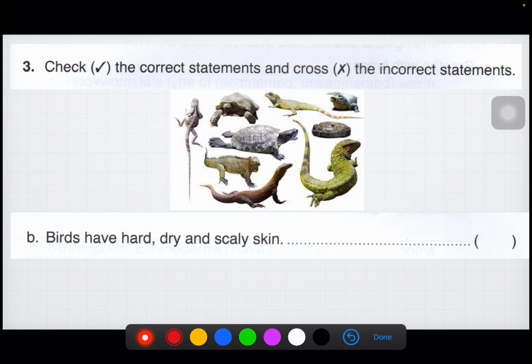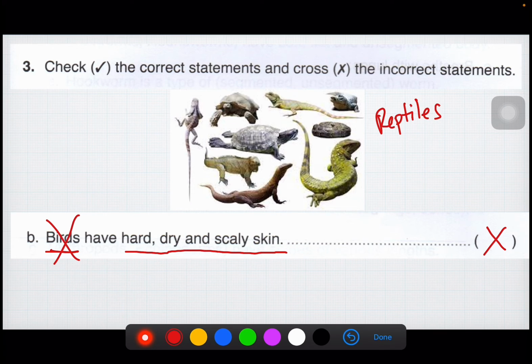Next, letter B: birds have hard, dry, and scaly skin. As you can see in the picture, here are examples of reptiles. They have hard, dry, and scaly skin. So these here are reptiles, not birds. So this is an incorrect statement. Instead, it should be: reptiles have hard, dry, and scaly skin.